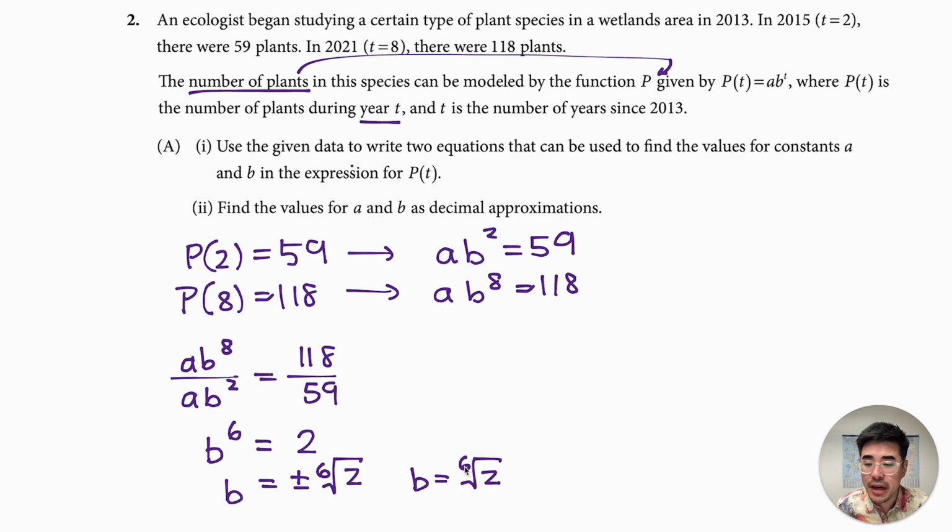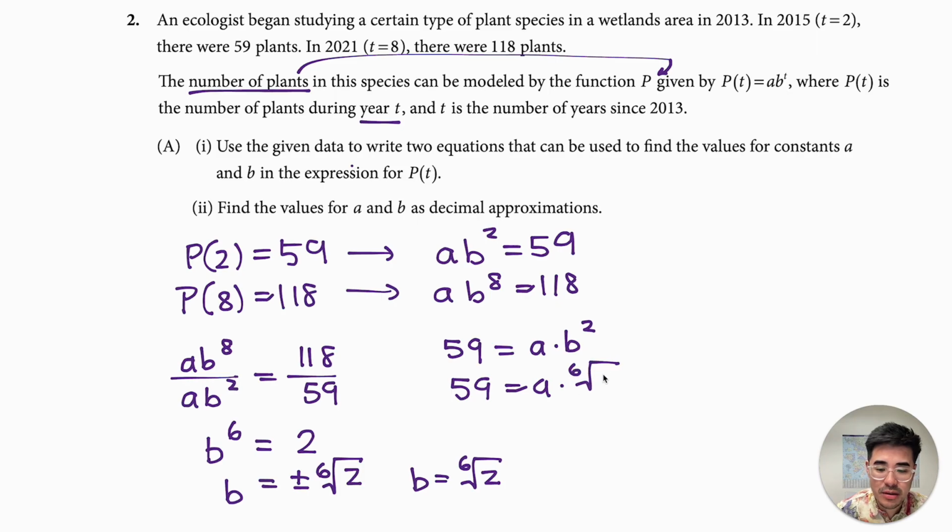Now if I want to go ahead and figure out what my a is, I'm going to plug it back into the equation. So then I get 59 is equal to a times b to the 2nd. So then 59 is equal to a times the 6th root of 2 squared, which is the same as saying 59 is equal to a times the cube root of 2. So if I want to simplify this, a is equal to 59 over the cube root of 2.